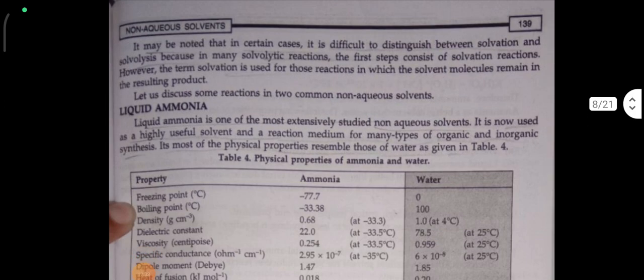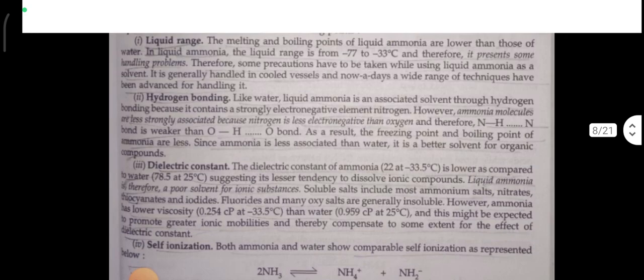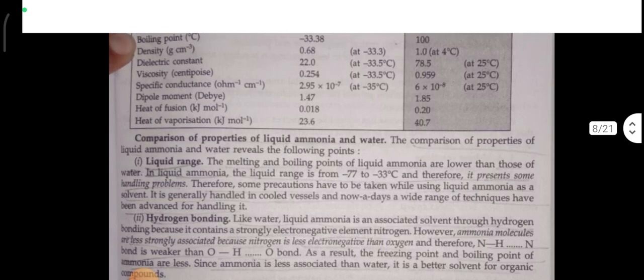Liquid ammonia. Liquid ammonia is also one of the most extensively used known non-aqueous solvents. It is now used as a highly useful solvent and reaction medium for many types of organic and inorganic synthesis. Most of its physical properties resemble those of water. The comparison of properties of liquid ammonia and water.